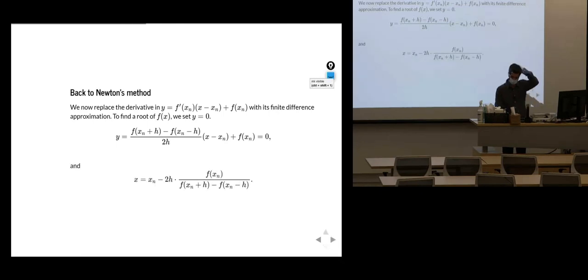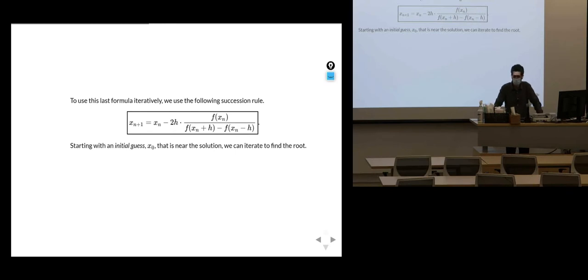So we find x. Now we have a succession rule. Where do we start? We start with an initial guess. Pick a guess where you are, and then iterate. So now we need to turn this into an algorithm.